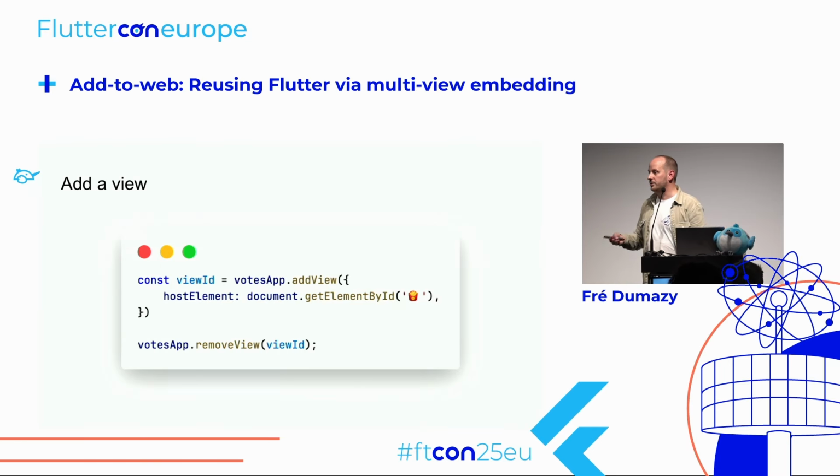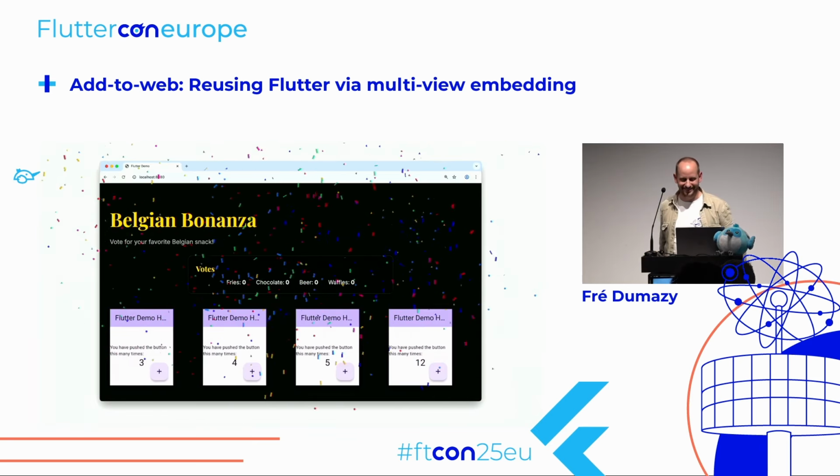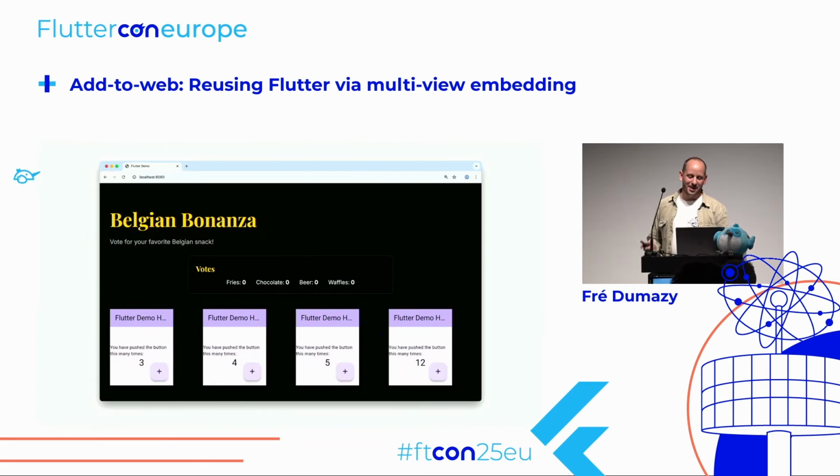Step 4 is obviously adding views. So you remember that reference to the app that we had earlier? Well, that comes with two methods. One of them is add view, which will have to say like, okay, add this view to this element. And once you do that, you get an identifier for that, which you can use later to remove it as well. Now, if we do that, we have multiple counters, right? Let's say more confetti here, yeah. But they all look the same. I don't know for what I voted here.